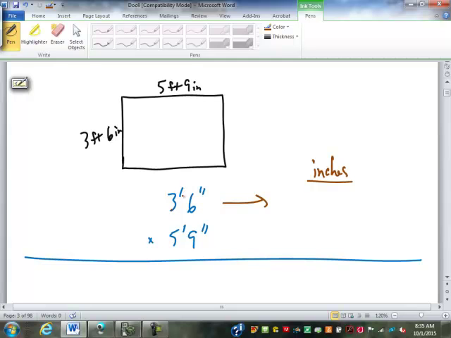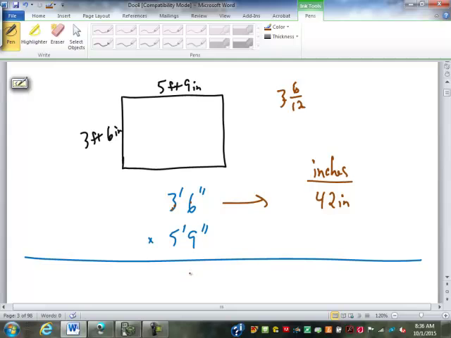What's it going to be? Well, how many inches in a foot? It is 42, yes. 12 inches in a foot, so 3 times 12 is 36, plus 6 is 42 inches. It's just like working with fractions. You can think of this as 3 and 6/12 of a foot. 3 times 12 is 36, plus 6 is 42.